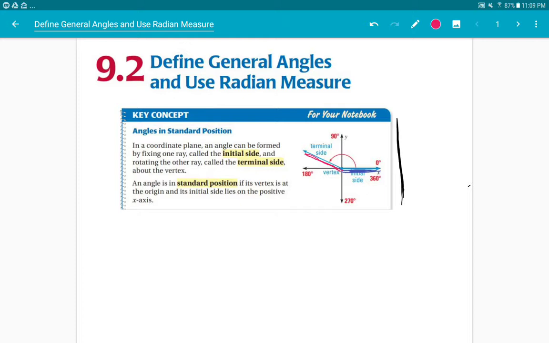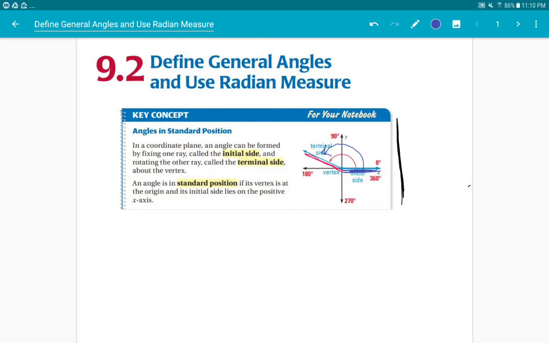Now notice that to get from the initial side to the terminal side, we traveled in this direction here, as shown by the two arrows in the picture. So all positive measurements of angles are going to go counterclockwise. That's how we measure those. You'll figure out later on that we can go clockwise too, but for now, the ones we're going to be working with are the positive angles, and they're all measured counterclockwise.